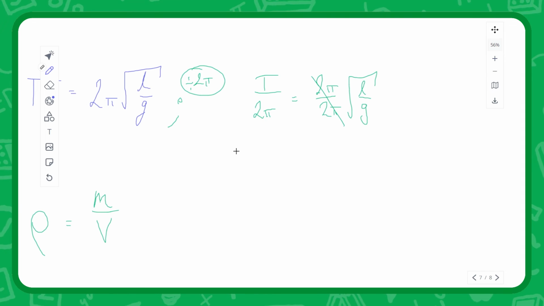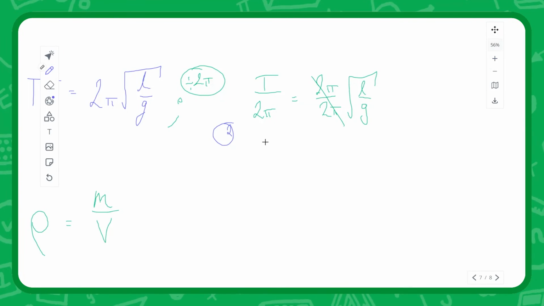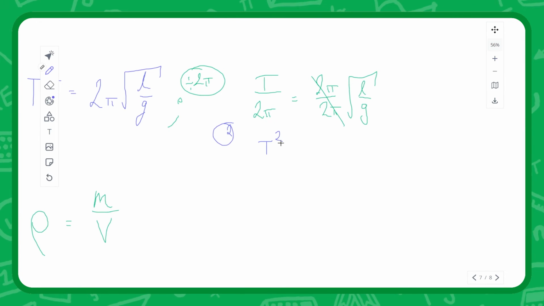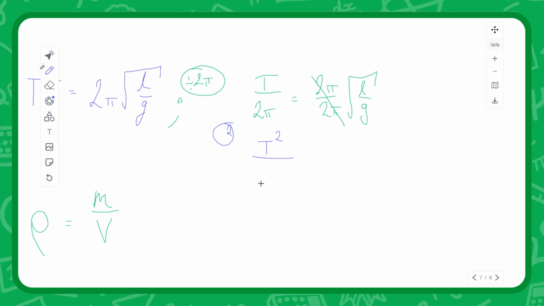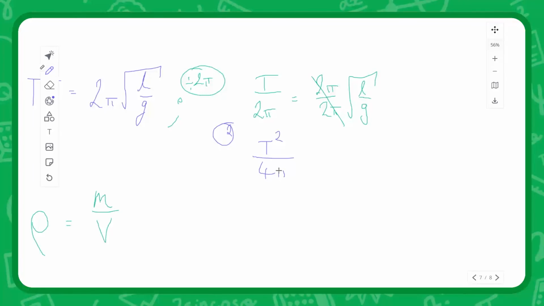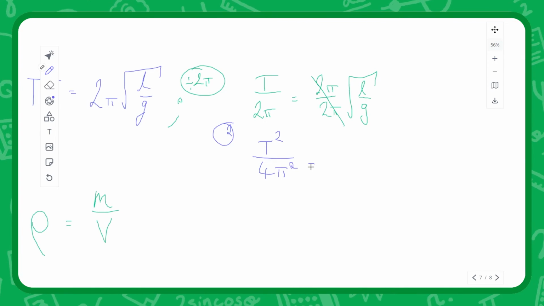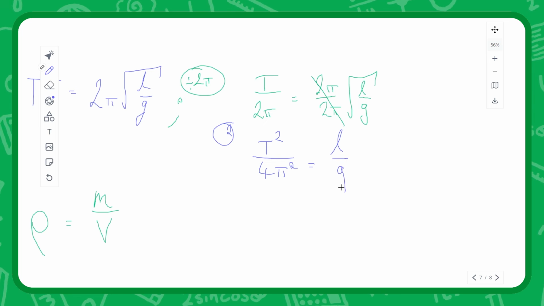So that means that we're going to have, if we just put this square symbol here, T squared divided by, and then it's 4 pi times 4 pi. Sorry, it's going to be 2 pi times 2 pi. So that means that we get 4 pi squared. That's going to equal the square root of L over G squared, which is L over G.